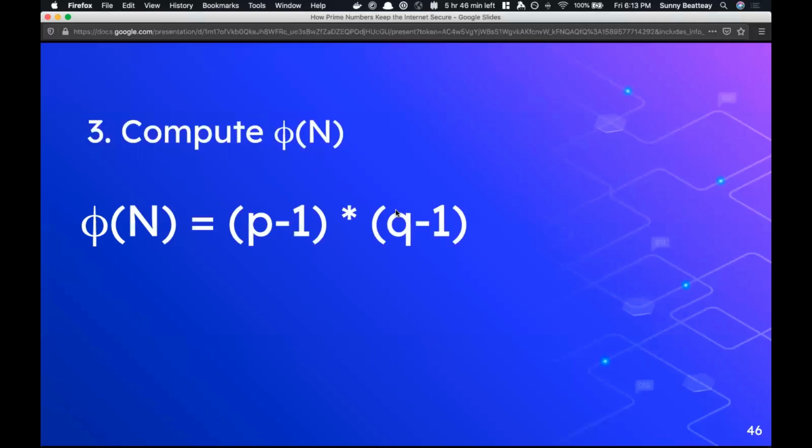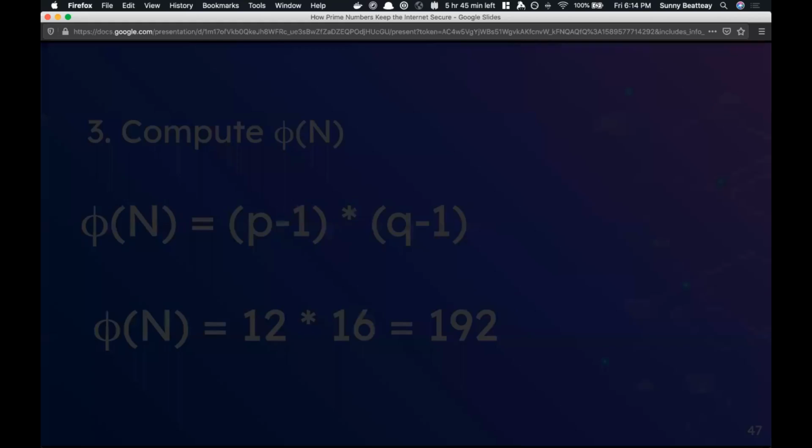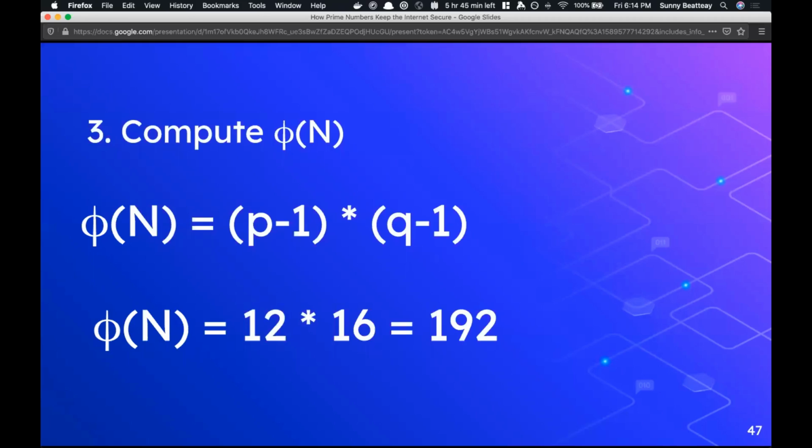Okay. If you want to learn more about how the math of RSA works, and things like totient and all that stuff, I will have some references at the end of this presentation that you can use to dive more into the mathematics if that's your thing. But for the purposes of this presentation, I'll be skipping over a lot of that stuff. In our case, the totient of N is going to equal 12 times 16. So it's 13 minus 1, 17 minus 1. So 12 times 16, and it's going to be 192. So that's the totient of N.